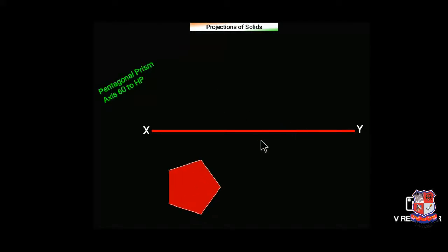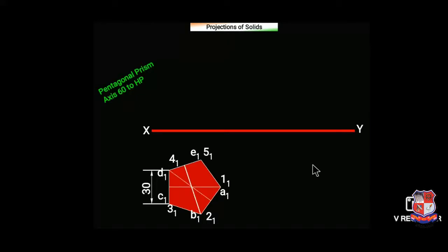So first of all, just draw a pentagon like this. And here it is given that its corner makes some angle. So whenever it is given that a corner makes some angle, you should draw the pentagon like this, such that this side is perpendicular to the XY line. Name the endpoints A, B, C, D, E, and 1, 2, 3, 4, 5.